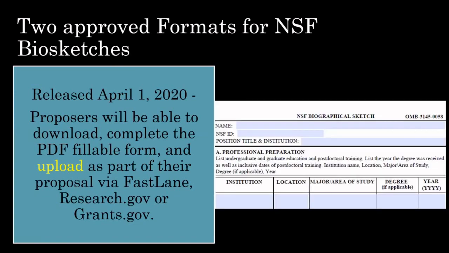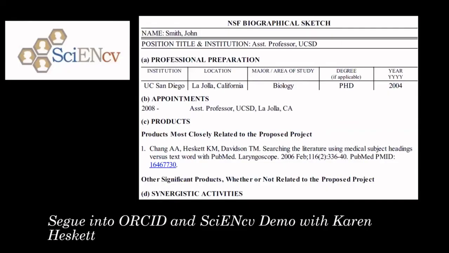Okay, so we just talked about this. To the right, there's an example of what that fillable PDF would look like. You can tell with the blue shaded fields. You're going to go in and key in the information. All right, cool. This brings us to our segue to ORCID ID and Science CV.